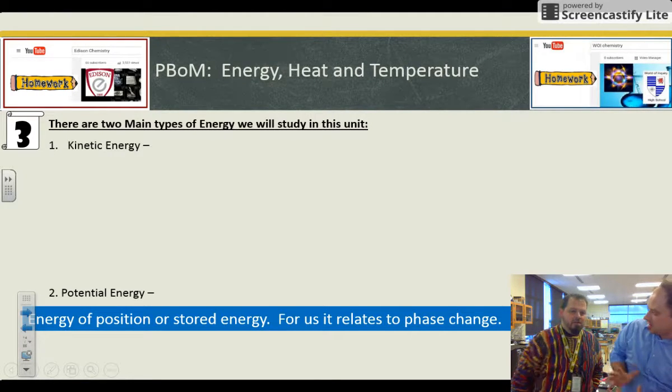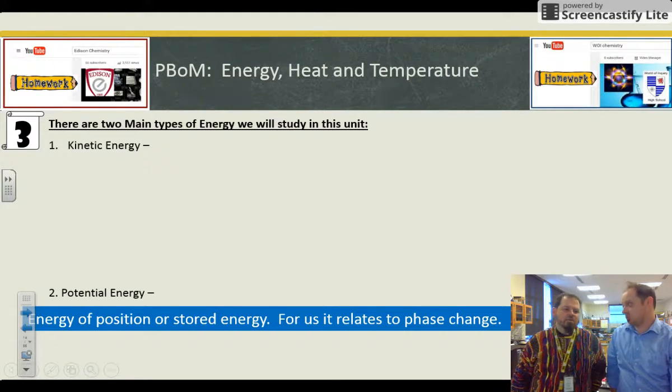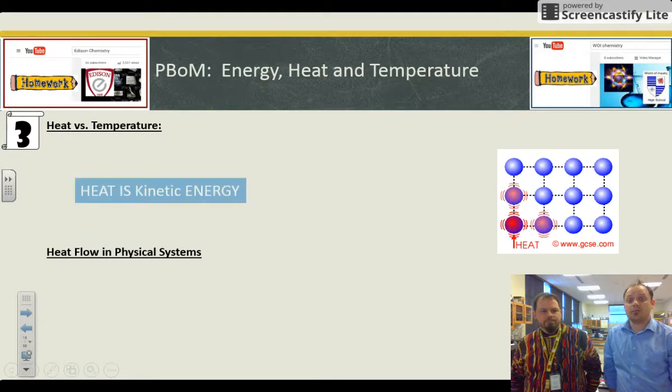I like this definition better than the one we gave for potential energy. Maybe I'll throw you a curveball and put this definition on the quiz: energy of position or stored energy. For us, it relates to phase change. I might put that on the quiz instead. Just so you know.